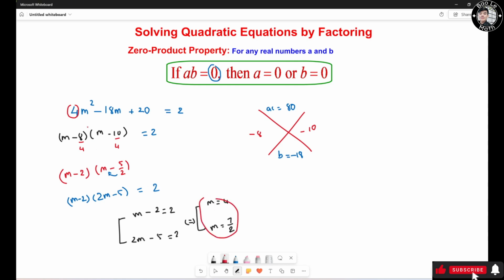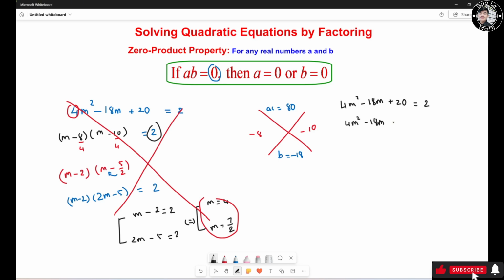But it's not the case. You need to get rid of this because the right hand side is 2. You need to make it 0. So I need to fix this one. I have 4m squared minus 18m plus 20 equal to 2, so I need to subtract 2 from both sides. So I have 4m squared minus 18m plus 18 equal to 0. And then I see that this is 4, this is 18, this is 18, so I can divide both sides by 2. So it turns out to be 2m squared minus 9m plus 9 equal to 0.